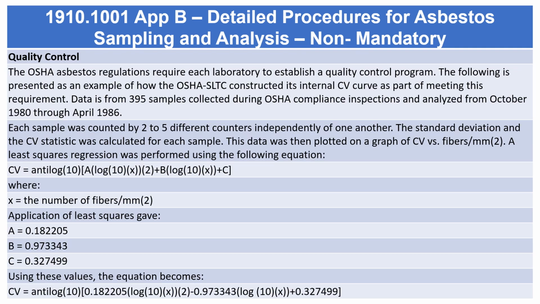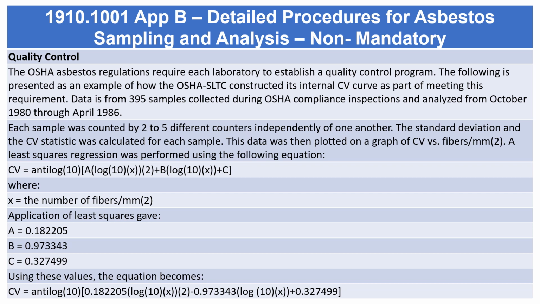The OSHA asbestos regulations require each laboratory to establish a quality control program. The following is presented as an example of how the OSHA SLTC constructed its internal CV curve as part of meeting this requirement. Data is from 395 samples collected during OSHA compliance inspections and analyzed from October 1980 through April 1986. Each sample was counted by 2 to 5 different counters independently of one another. The standard deviation and the CV statistic was calculated for each sample.